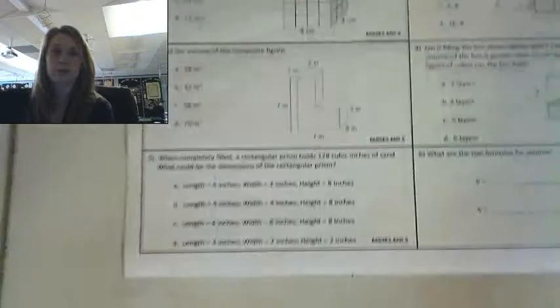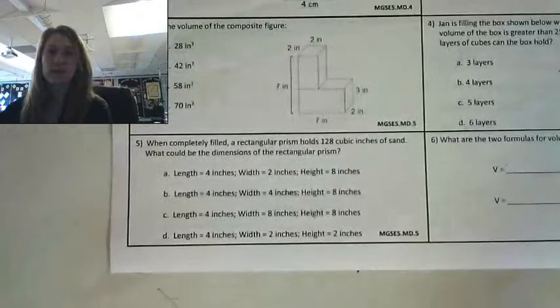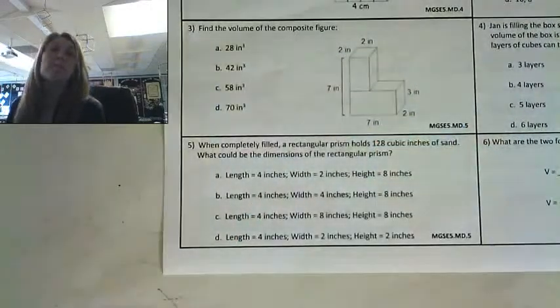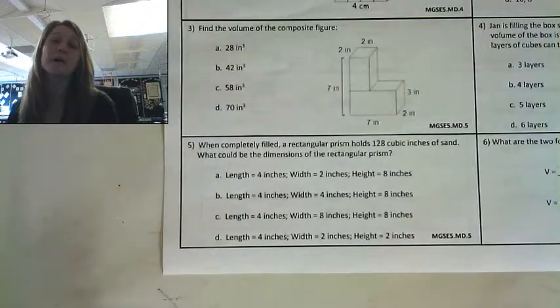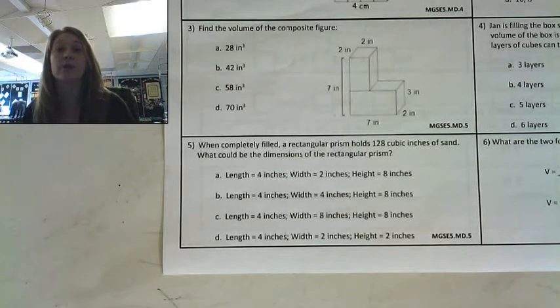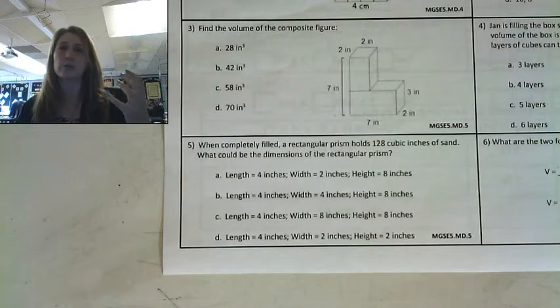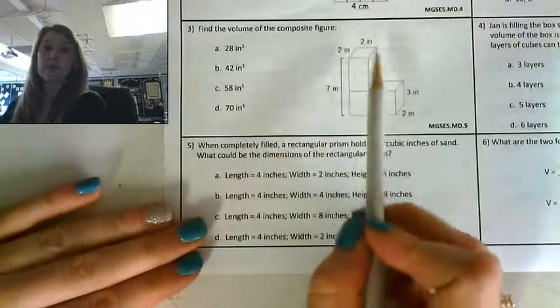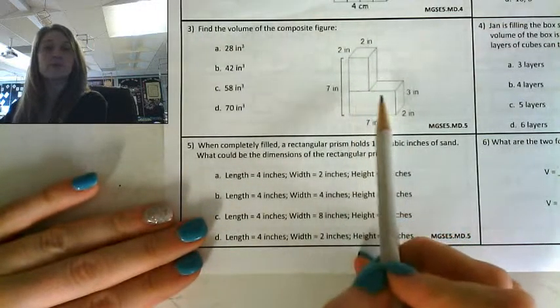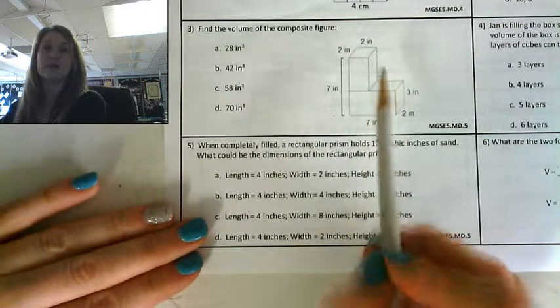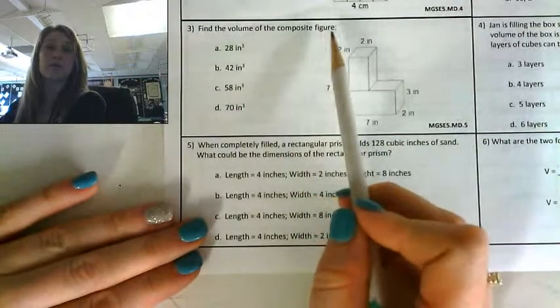Okay, so I'm going to zoom it in just a little bit for us. There we go. All right, so number 3 is looking at the volume of a composite figure. A composite figure is an irregular figure. It's when you have two kind of rectangular prisms that we can put together to create this one shape. So you can see here that this is not a three-dimensional rectangular prism because not everything is filled in. So it's a composite figure.